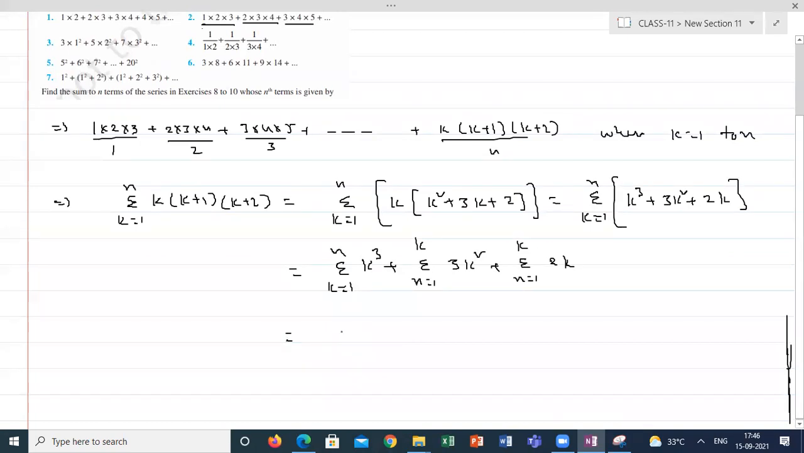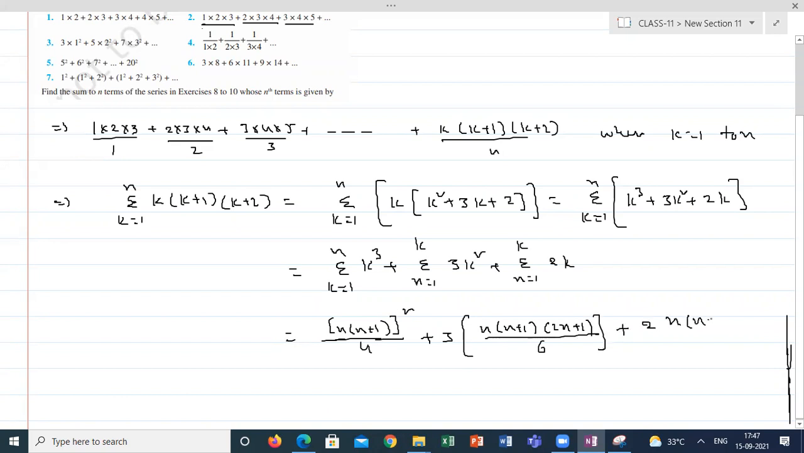The k cube formula is what, students? What is the cube formula? n into n plus 1 by 2, and for this it is whole square, that is n into n plus 1 by 2 whole square. I'm taking 4 here. 3 times, what is the k square formula? Sigma k square is n into n plus 1 into 2n plus 1 divided by 6, plus 2 times n into n plus 1 by 2.